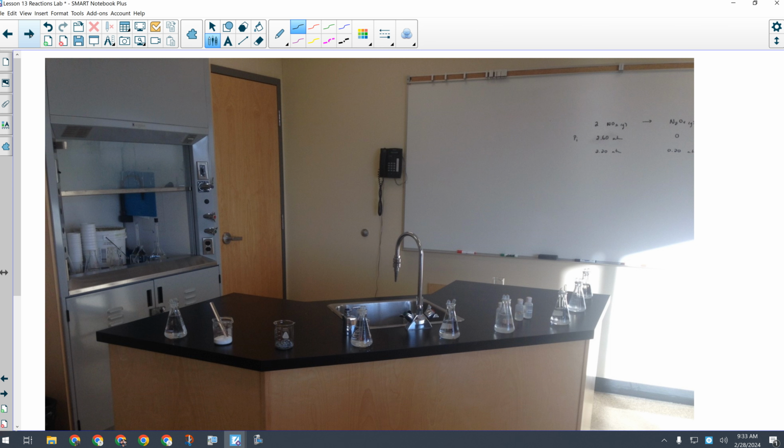So squeeze it till it's completely flat and then let it go and it'll pull stuff right up into the bulb. The bulb won't fill up all the way, but it'll get close. You want to have as much reactant as possible. So you'll do that for those.